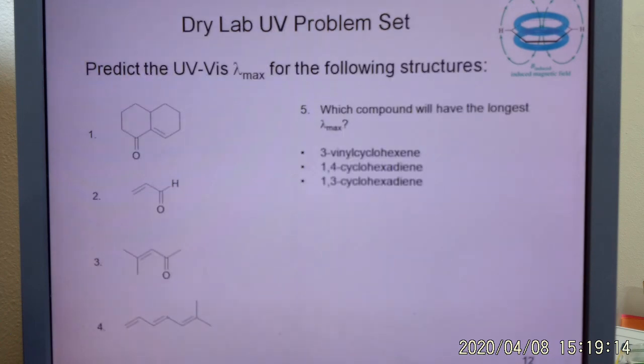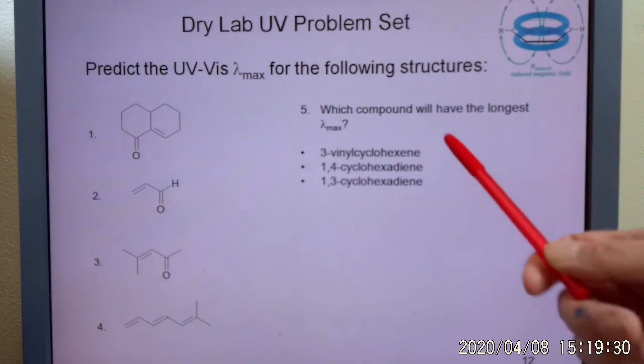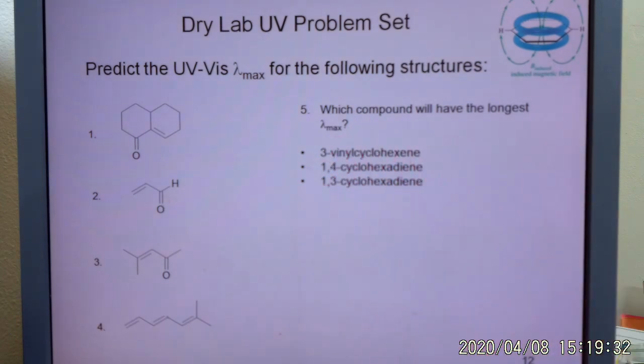Okay, so your dry lab for your UV problem set is based on the Woodward-Fieser rules. You're going to determine what the maximum wavelength is for UV-vis for these 4 structures. And you're going to have to determine which of these 3 has the longest wavelength. Okay, good luck and hope you're safe.